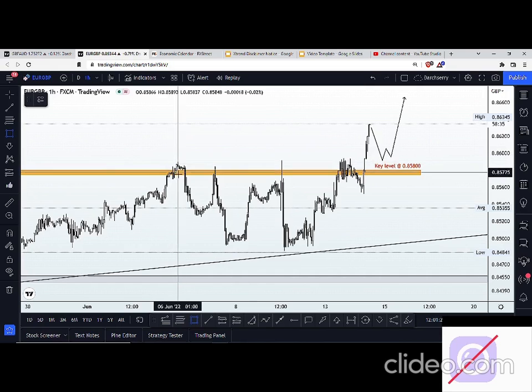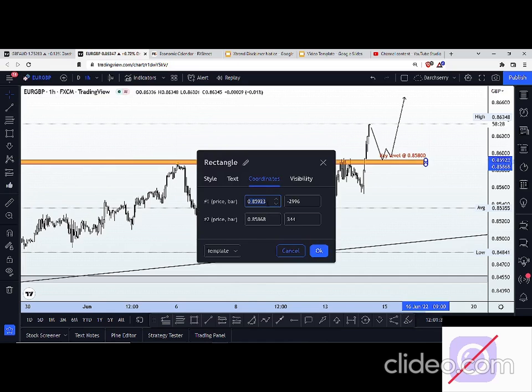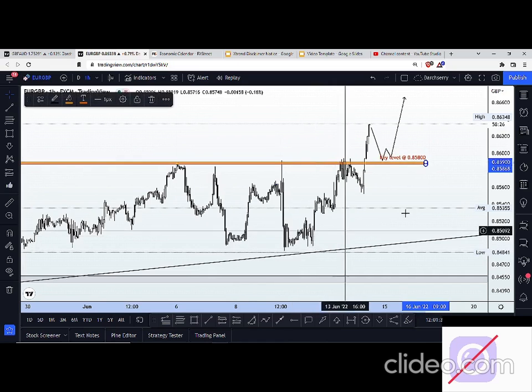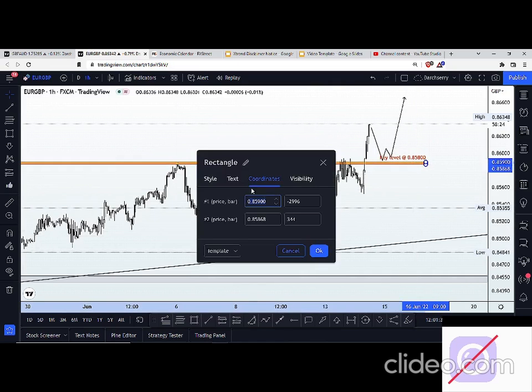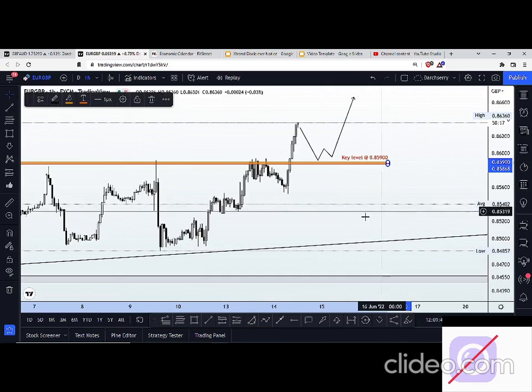I think 85900 appears to be more or less an area. Yeah, so let's label this 85900. This is a key level that will be our guide going forward.